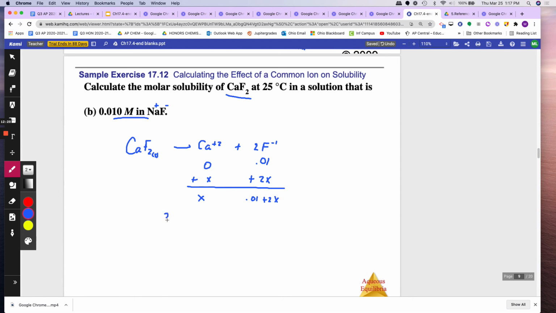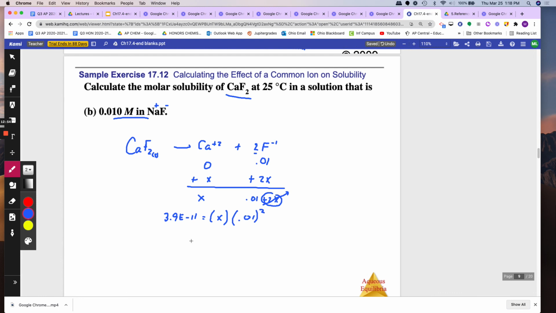And so KSP is equal to 3.9 e negative 11, is equal to Ca plus 2, which is X, and this squared, right? So I'm going to call this negligible because KSP is very small, so it'll be 0.01 squared because of this 2 right there. So X is equal to 3.9 e negative 7, and that is the molarity. This is X, the molar solubility of Ca plus 2.